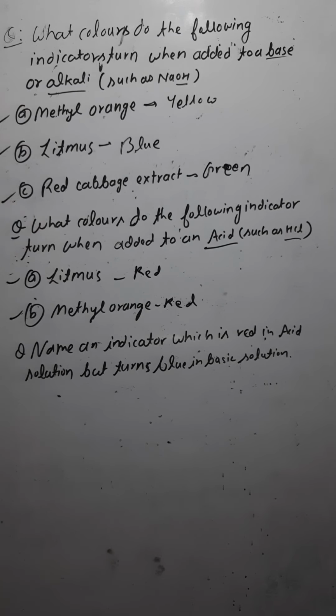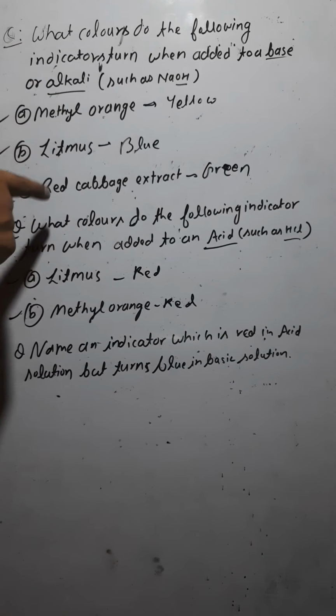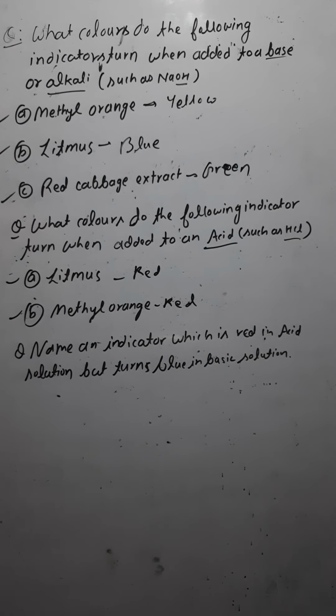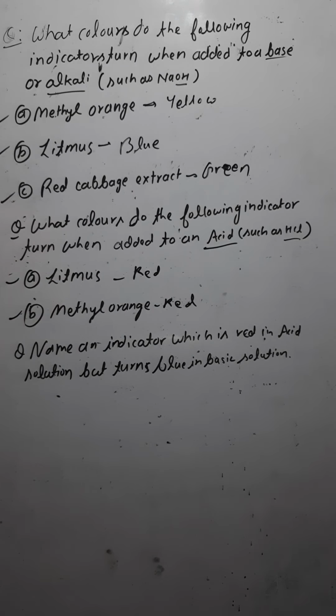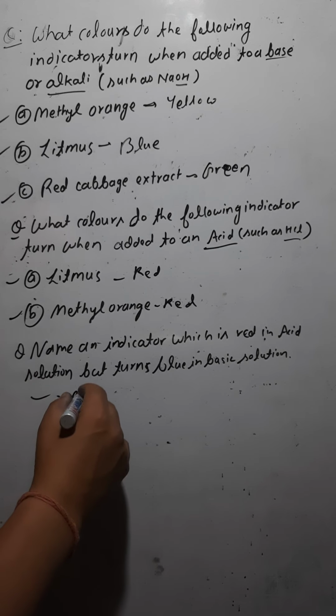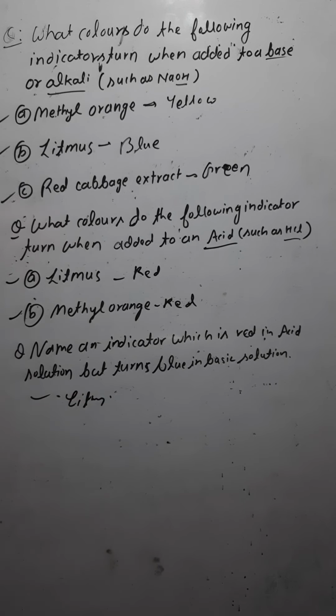Yes, just now we have discussed litmus. If you see litmus, when you are adding it to a basic solution, it turns blue. When you are adding litmus to an acidic solution, it turns red. So such an indicator is which one? Litmus. So the answer would be litmus, isn't it? Getting it or not? Okay, just note it down.